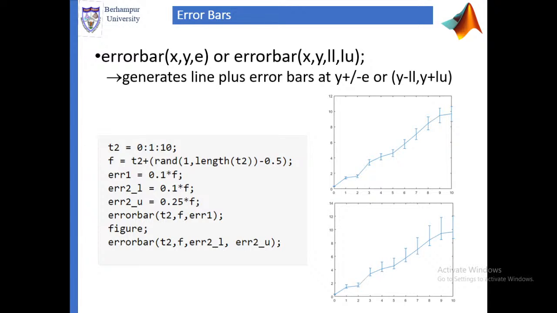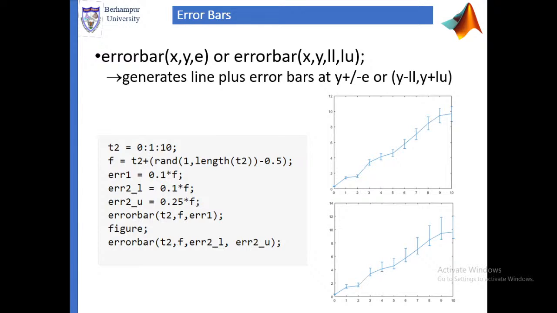Now error bars are something which generate a line plus error bars. At different points, at y plus minus e, or at y lower limit or upper limit. So those points are given, if y lower limit and y upper limit are given, or y plus minus e is given. Using those errors, we will see the error plots. So you can have errorbar(x, y, e), that is one command. The other command is errorbar(x, y, ll, lu), lower limit and upper limit.